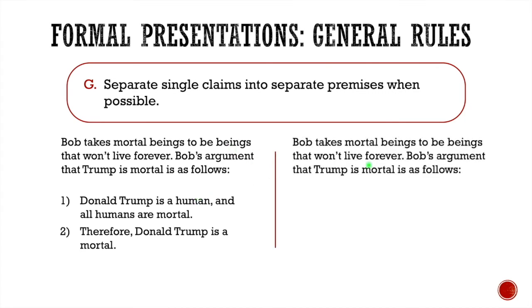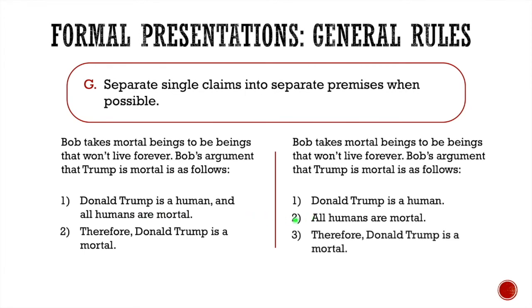So here we have the exact same setup, but what I'm going to do is just split premise 1 into two different premises. So just Donald Trump is a human, take the first part of this premise, and then take the second part of the premise and put it there. So Donald Trump is a human, all humans are mortal, therefore Donald Trump is immortal. So we're separating the premises when possible. And here it is possible.